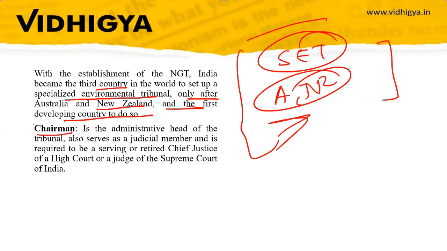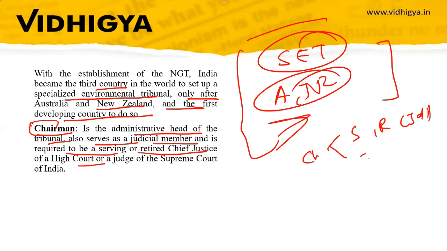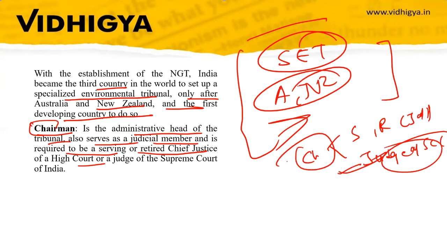Now the chairman is important. The chairman is the administrative head of the tribunal, also serves as a judicial member, and is required to be a serving or retired Chief Justice of a High Court or a judge of the Supreme Court. He or she is the executive head of this NGT.